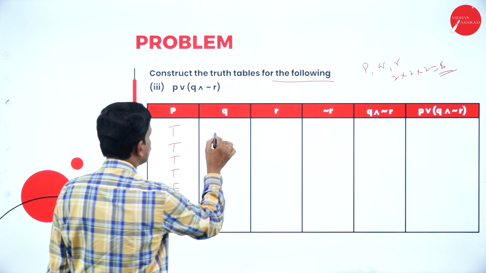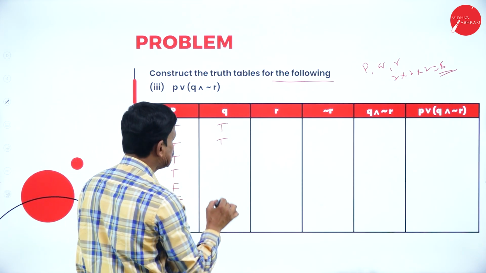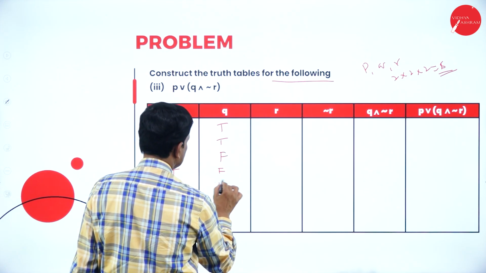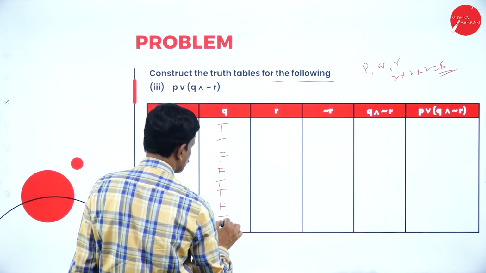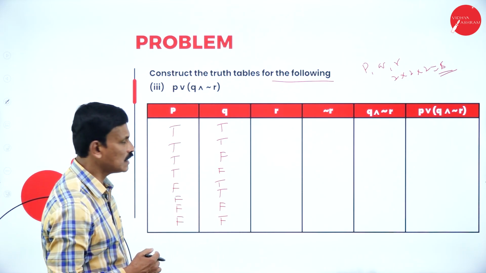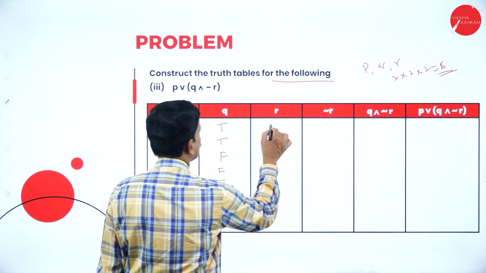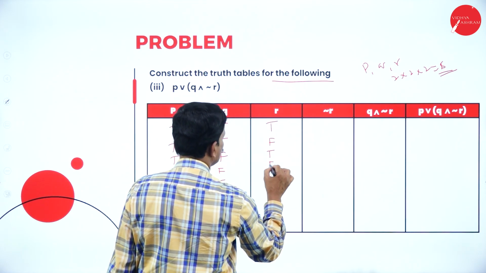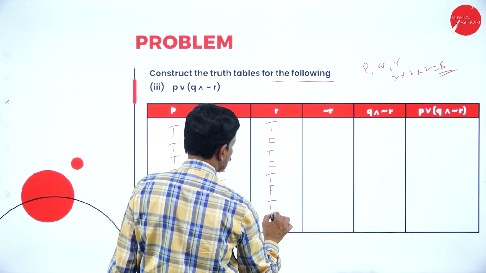For Q it is alternating in twos: T, T, F, F, T, T, F, F. The first two are true, the next two are false. And for R it is alternate: true, false, true, false, true, false, true, false.